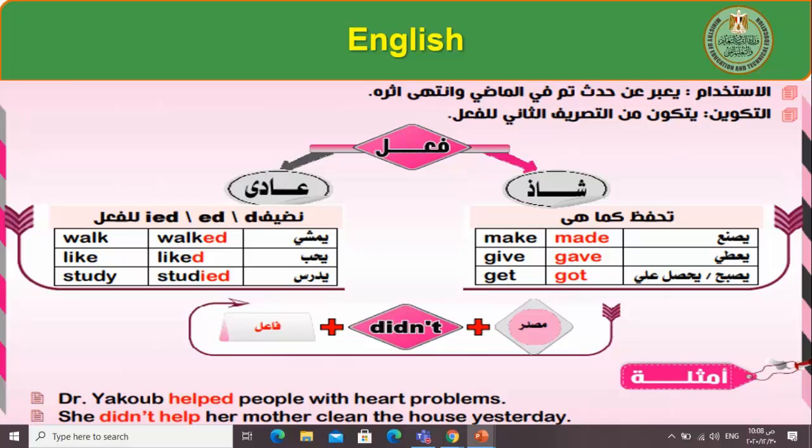طب التكوين؟ الفعل عندي نوعين: نوع عادي regular ونوع شاذ irregular. عادي زي walk أضيف لها ed، like أحط لها d بس، study أحول الـ y إلى ied. عندي الأفعال irregular: make made، give gave، get got. ولما ننفي بننفي بـ didn't ونسأل بـ did. لما أقول دكتور يعقوب helped people with heart problems، لما أنفي she didn't help her mother clean the house yesterday.